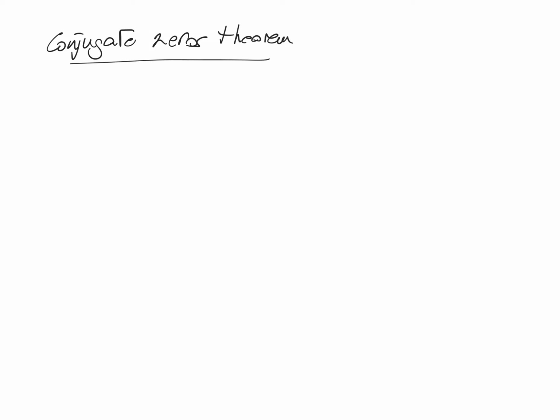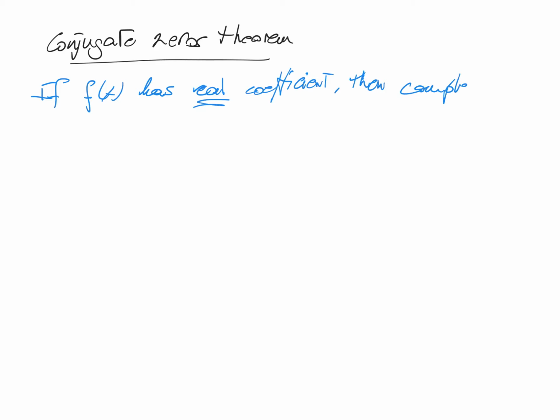What does it say? So it says that if f of x, so my polynomial f of x, has real coefficients, so this is important, it has to have real coefficients, then complex roots always appear in conjugates.